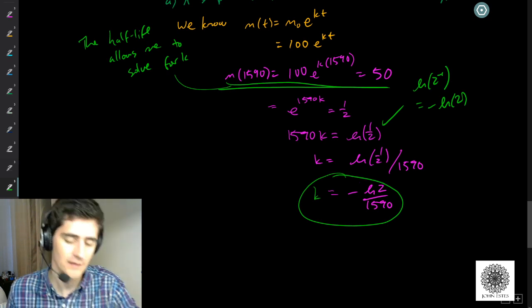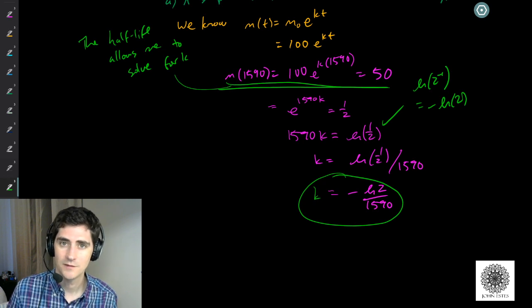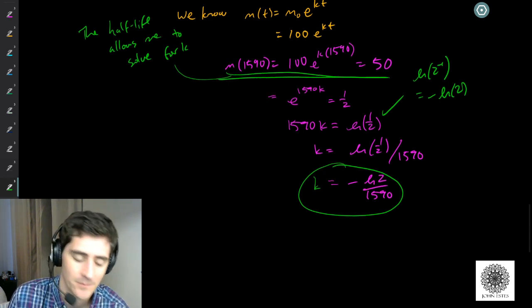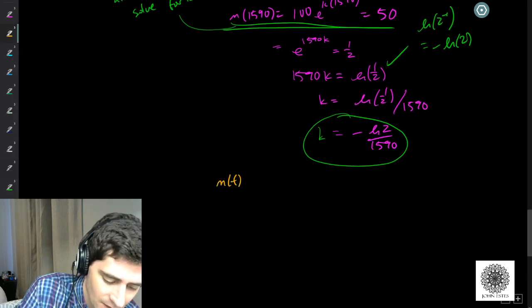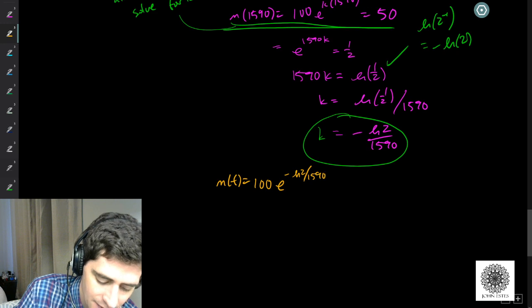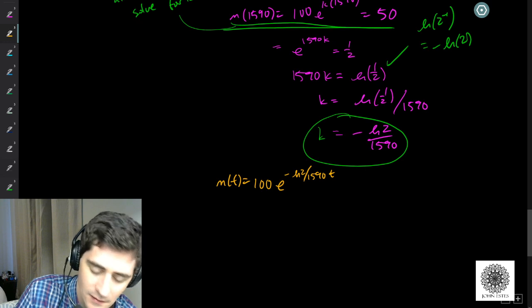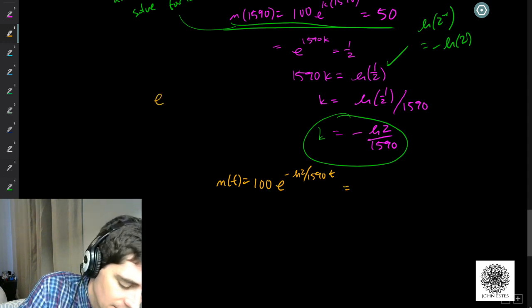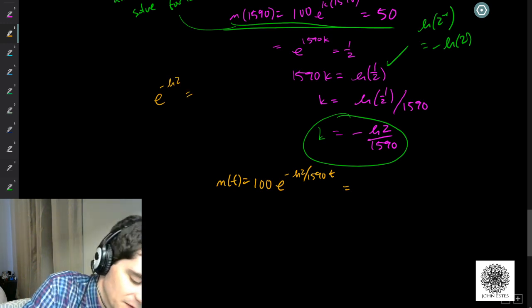Now, I could get that as a decimal, but I don't really know why. It's probably going to be just as long to write the decimal as it is to write this expression. My function, which is what I'm looking for here, M(t), is 100 e to the negative ln 2 over 1,590 t power. And remember, e to the ln 2 power is actually the same thing as 2.